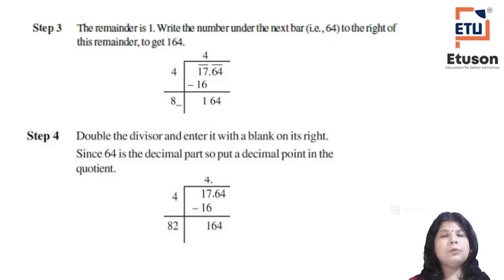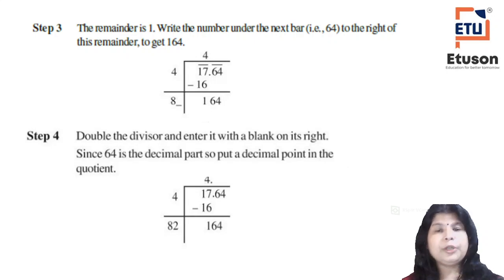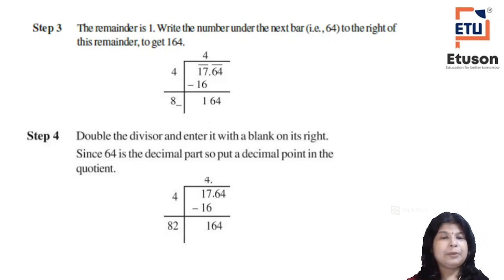Okay, so now what you have to take? You have to take the required number, so that the multiplication of the new divisor and the digit which you are going to put in the quotient part after the decimal should be less than or equal to 164. So in this case it is 2. So I am putting 2 here. So you have to put the same in the quotient part also.